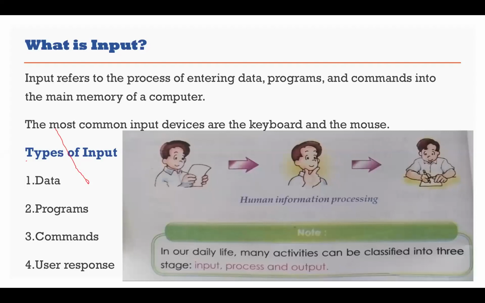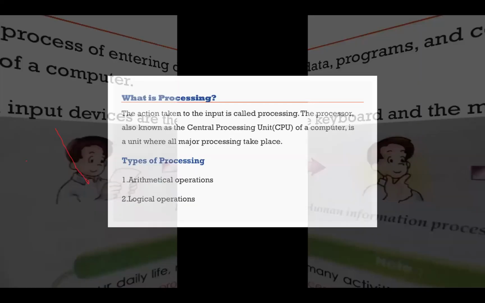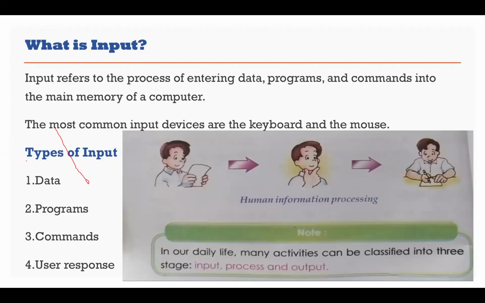Now there are four types of input: data, program, command, and user response. Data: the raw facts given to the computer are called data. The programs: the programs that you use in the computer, whatever the software, these all are programs, then commands, and user response. So we are only revising this chapter, okay, from the first.